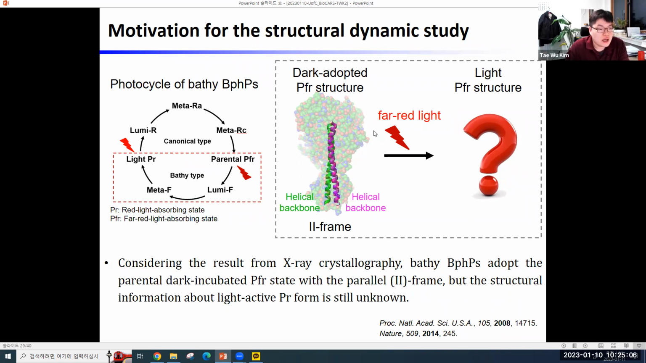However, such a light-induced photochemistry in this phytochrome is still unknown. So my study is to focus on real-time tracking to study this phytochrome dynamics and its relative structural motion by using time-resolved x-ray scattering.